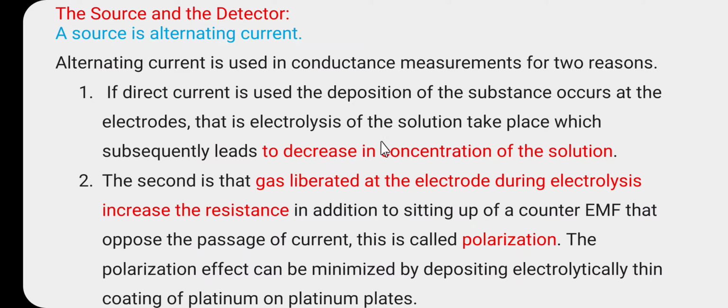And all of you know that when there is a decrease in the concentration of the solution, naturally there is a decrease in the resistance, or there is a change in the conductance value of the solution. So this is the first reason.